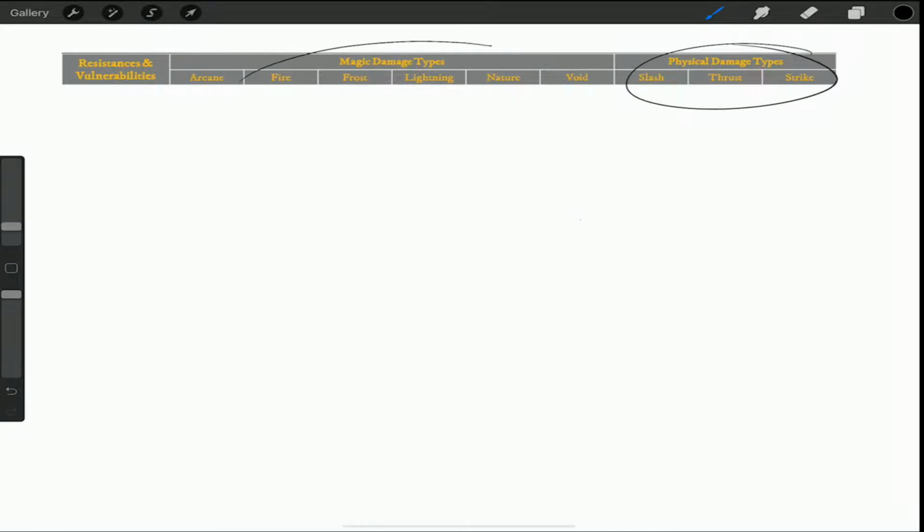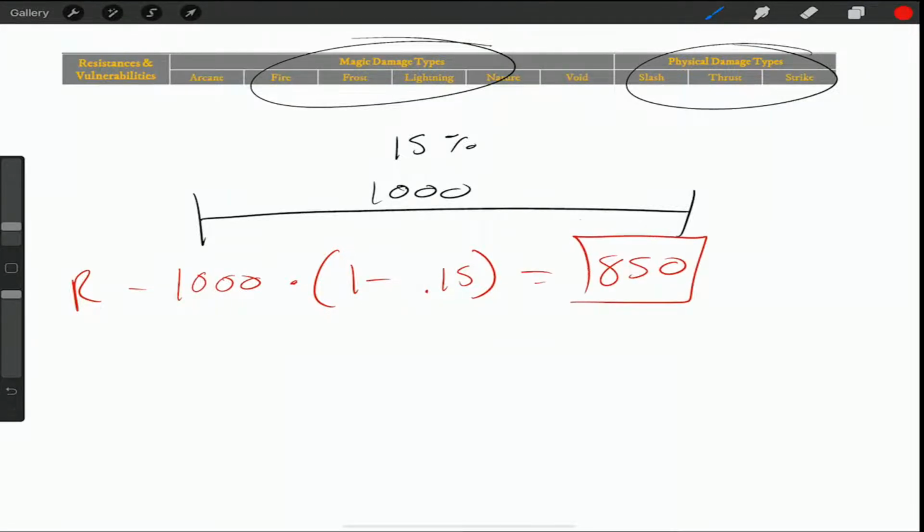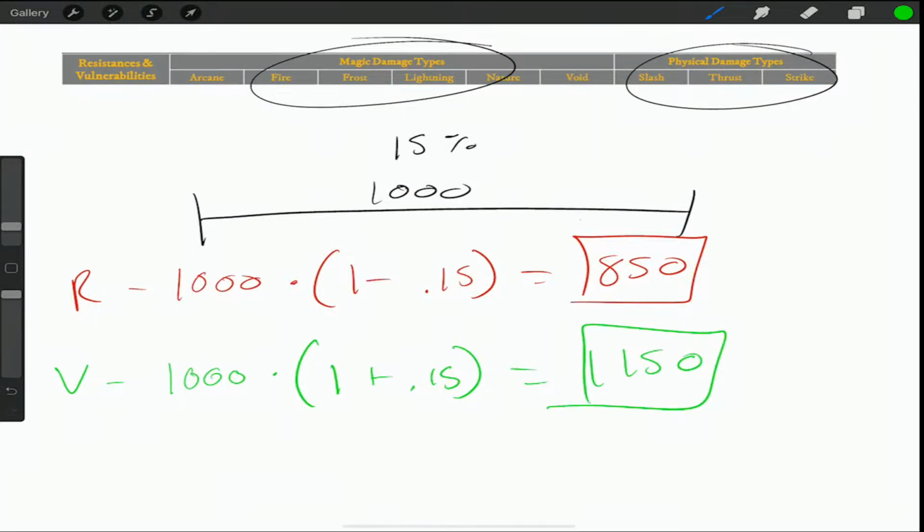We have physical and we have magic damage types, and we know it works on a 15% rule. If we have a weapon that does 1,000 damage, if the monster is resistant, it will receive the 1,000 damage, and then it will be multiplied by 1 minus 0.15. This total will give us 850, which is the total damage if it's resistant. If the monster is vulnerable, the opposite is going to happen. We're going to have 1,000 damage, the original stat, and we're going to multiply it by 1 plus 0.15. That's going to give us 1,150, the preferable damage.